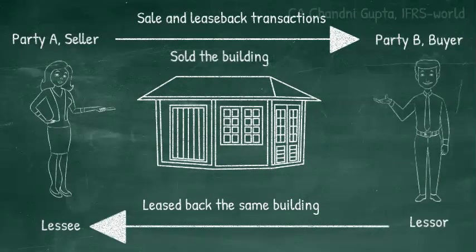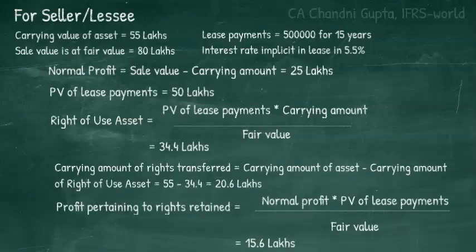So when the company infuses cash by selling the asset but also leasing it back, do we book it as a sale and show it in our P&L with some gain or loss on the sale transaction? Well, partially yes. Now suppose A has that building in her balance sheet at a value of 55 lakhs and she sells the same asset to B at 80 lakh rupees, which is also its fair value. So in this case, A has made a gain of 25 lakh rupees on the sale transaction.